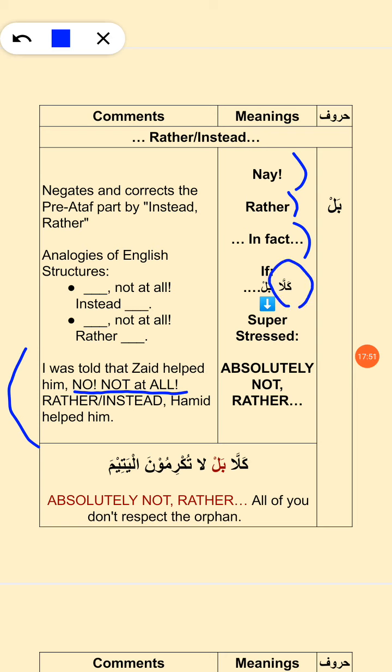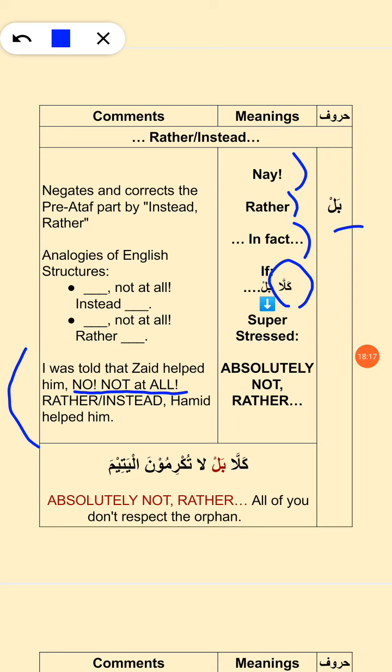All right, so kalla bal would be a super stressed form. Absolutely not. Rather, this happened. Okay, so once again, for bal, you're going to mention the wrong part first. You're going to mention the wrong information in the pre-ataf portion, and then in the post-ataf portion, you're going to mention the correct information. That's what you're going to do.